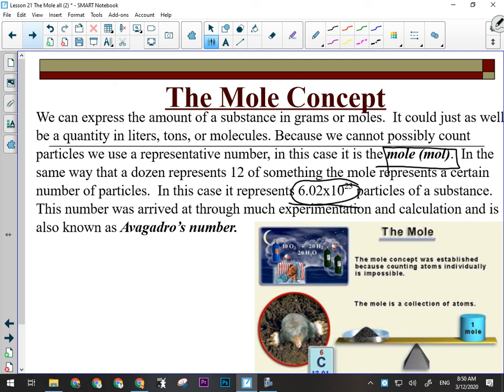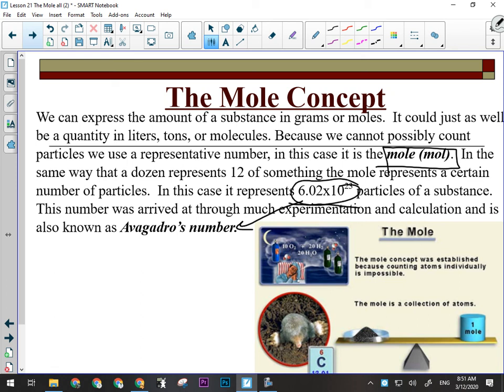All right, so Mendeleev kind of came up with the periodic table. Avogadro is the guy who came up with the actual experiment to determine the number. So this is Avogadro's number. That's 6.02 times 10 to the 23. That's Avogadro's number. Well, he called it the mole.